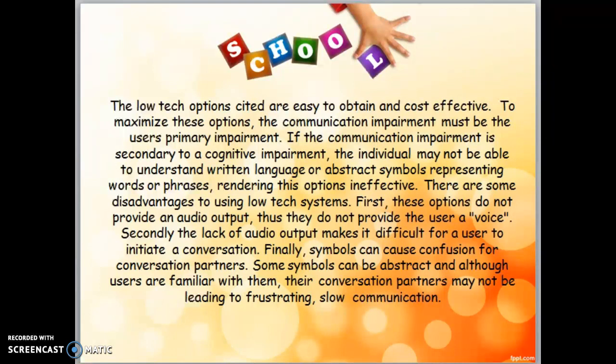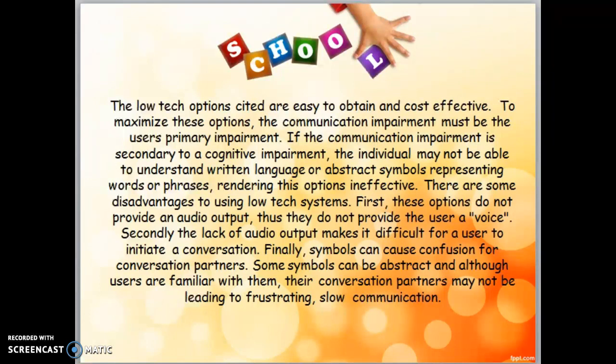To maximize these options, the communication impairment must be the user's primary impairment. If the communication impairment is secondary to a cognitive impairment, the individual may not be able to understand written language or abstract symbols representing words or phrases, rendering these options ineffective.